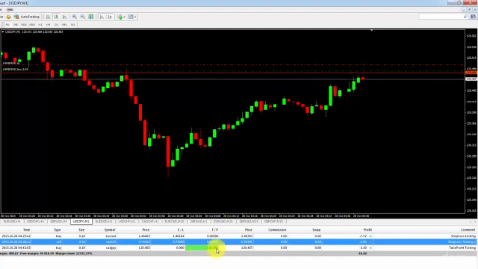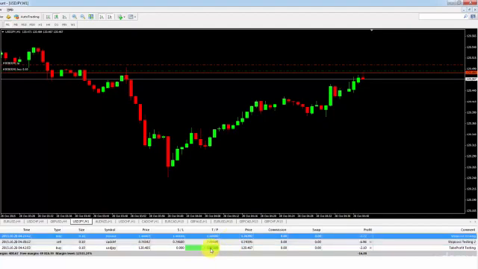The price is very close to the take profit, and that means your order is signaling you that the order is about to be closed. The take profit might actually close just now. And so now what we wanted to look at is the ask price.